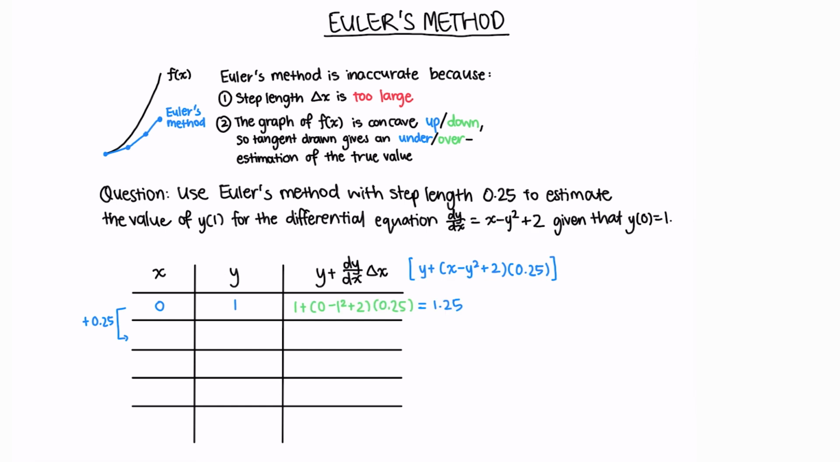If we substitute the values of x and y into this, we'll get 1.25. And again, this is your next y value. So our next y value is 1.25. And our next x value, remember, we're just changing this by delta x. So we're adding delta x, which is the step length. If we add delta x, this becomes 0.25. We can fill in the rest over here.